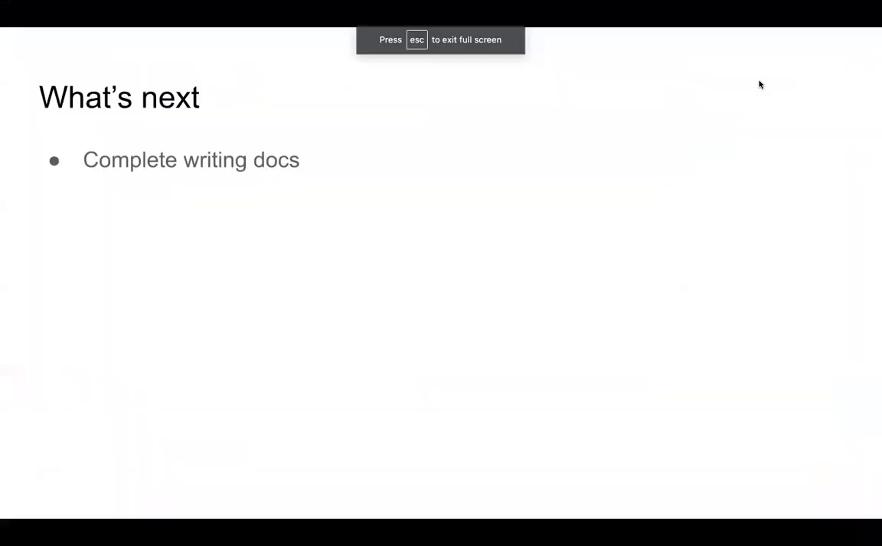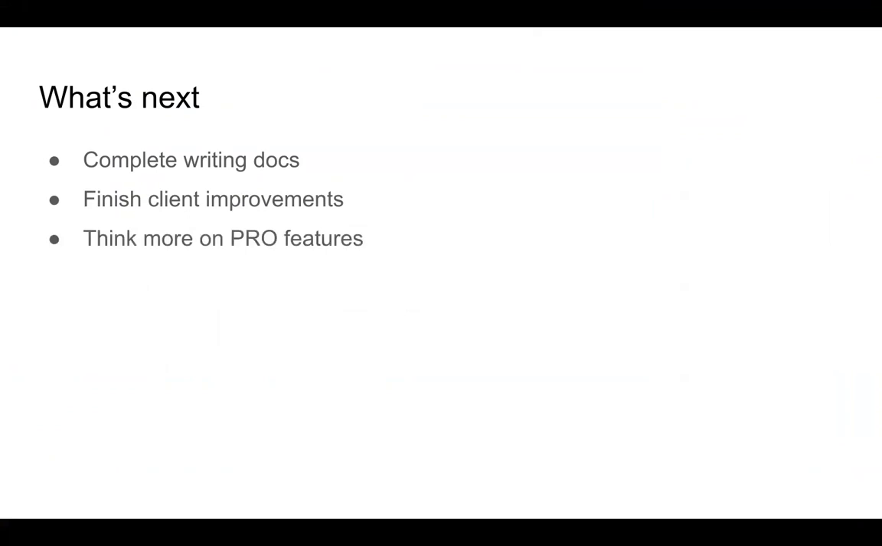Complete docs are still in progress. Finish client improvements I talked about. Think more on pro features. I'm still trying to figure out the pricing model, maybe what will be available in the pro version. Finish API client adjustments for Python, Go, and PHP. I'm not sure I will be able to finish this till release actually, but I will try.